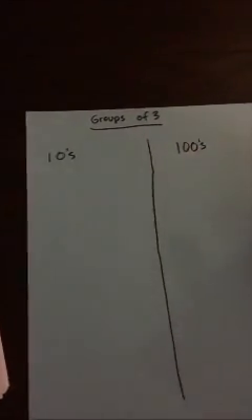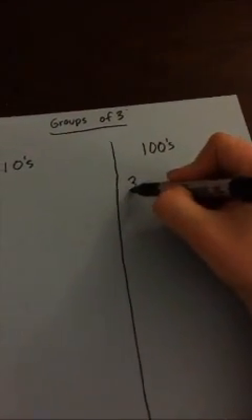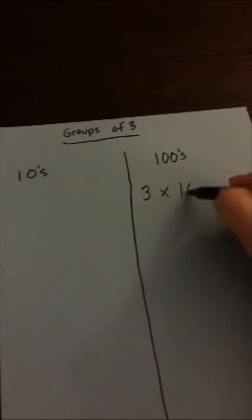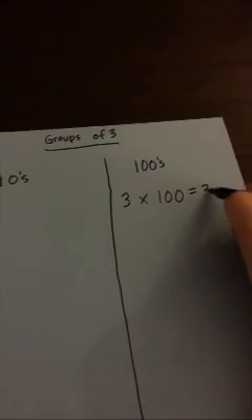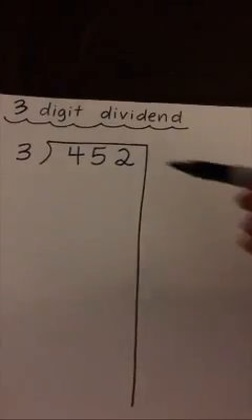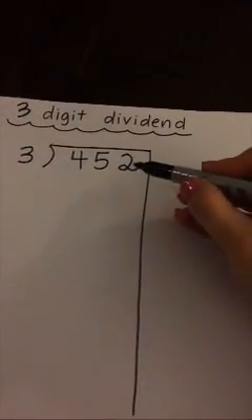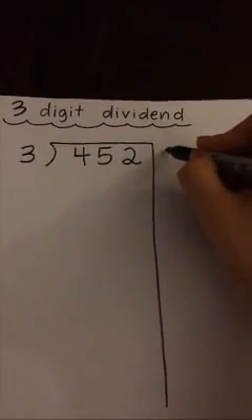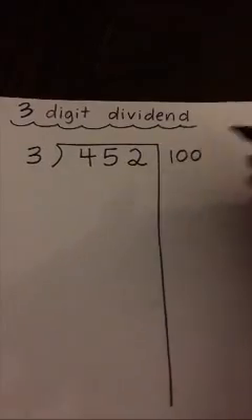So when we're thinking of how many 3s we want to take out, we can either think of multiples of 10 or multiples of 100. Since our problem has a big dividend, we might want to start in the hundreds column. So 3 times 100, we know, equals 300. Let's look back at our problem. Can we take 300 away from this dividend?